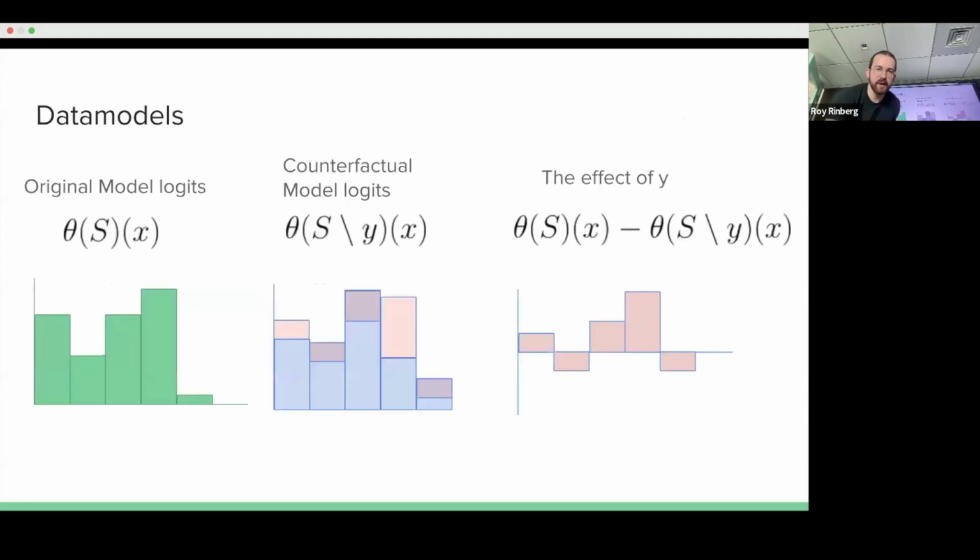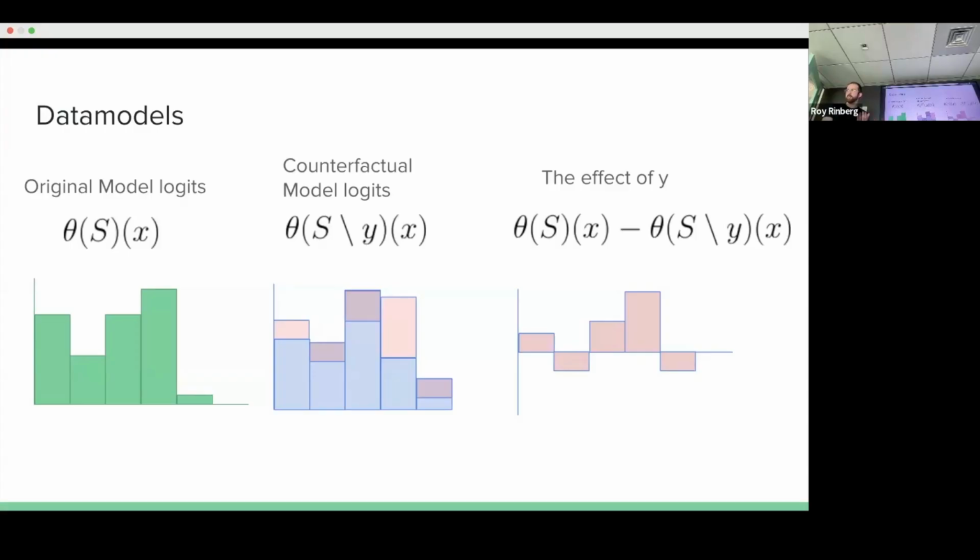And I think I have a diagram here of what I'm really trying to get to. What I'm able to do is say, here are the original model logits. Here are the counterfactual logits. The red is the delta. So the dog goes down. If I didn't train on you, what is the prediction on me? My data model is trying to learn this specific delta. And that's how they're often used.